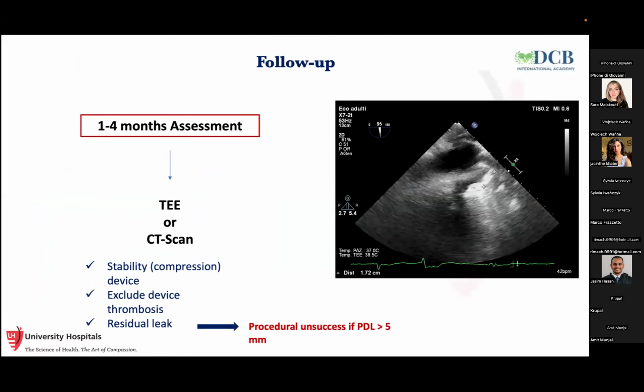A 4-month assessment in general is advised with a TEE or CT scan. Why do we do a follow-up? Because you want to check for 3 important things. First, if the device is there, if the device is not embolized.